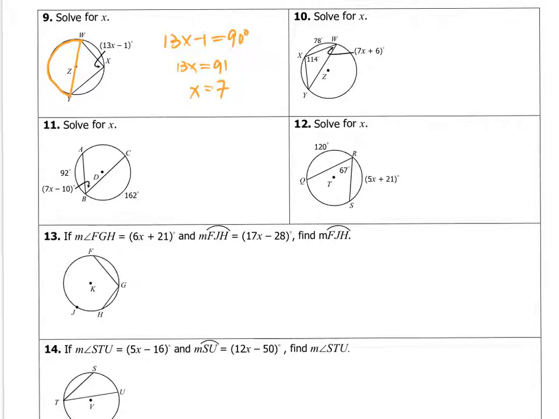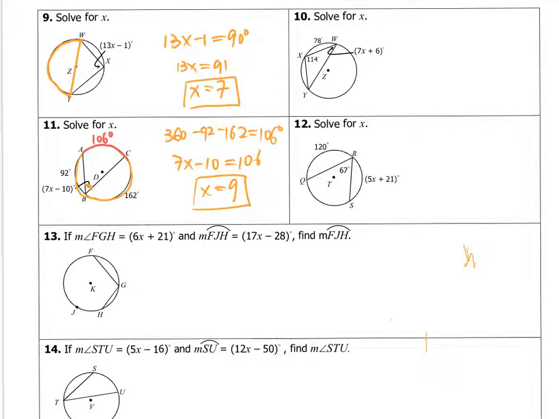Okay. Number 11, I'm solving for x here, and I need to look at this angle. And obviously, I've got 92 here. I've got 162 here. So 360 minus 92 minus 162 should give me, what's the answer there? 106 degrees. So 106 is this red part. That's 106 degrees. And then the rest of it is easy. It's just setting up the equation 7x minus 10 equals 106. And the x should come out to be 9. That's my final answer there.